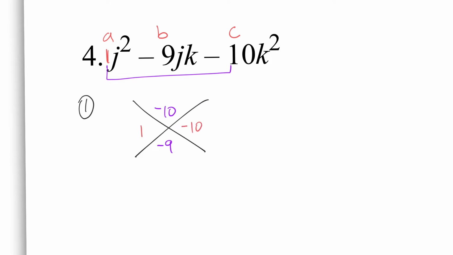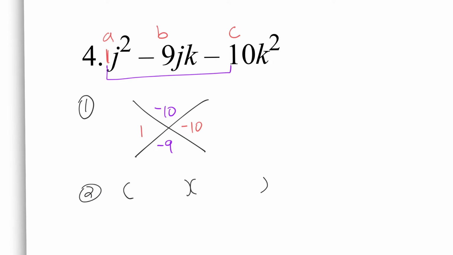Now you guys need to double check. 1 times negative 10, that will be negative 10 when you multiply, and 1 minus 10 is negative 9 when you combine. So the second step, you will write your 2 binomials like this. Now notice the a value is 1.